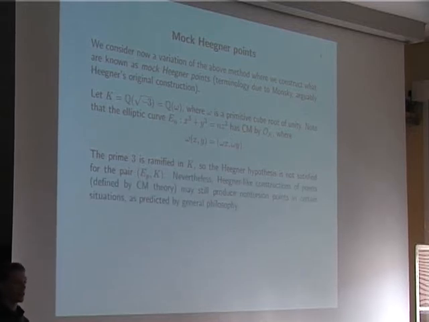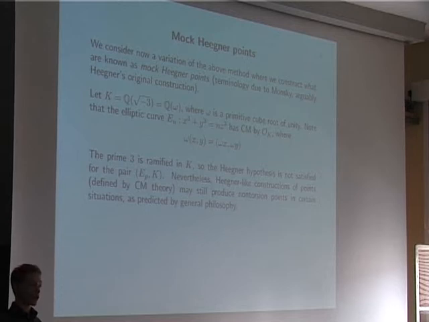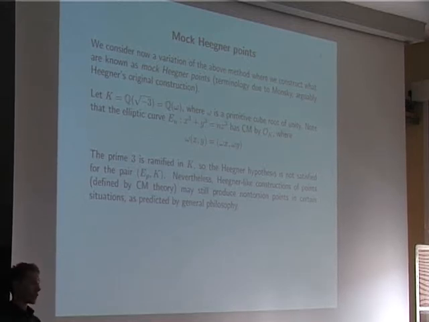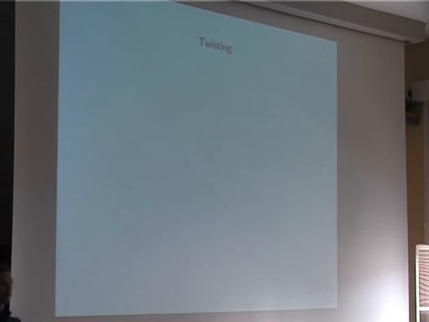Okay, but nevertheless, we have general philosophy at our feet. And so we can hope that Heegner-like constructions may still produce a non-torsion point, because that's what general philosophy says. So we failed with our Heegner points, but we might succeed by taking this particular imaginary quadratic field K. Okay, so let's see how we can use this field to our advantage.